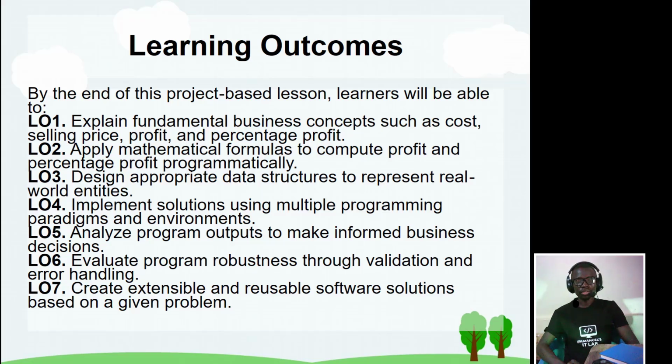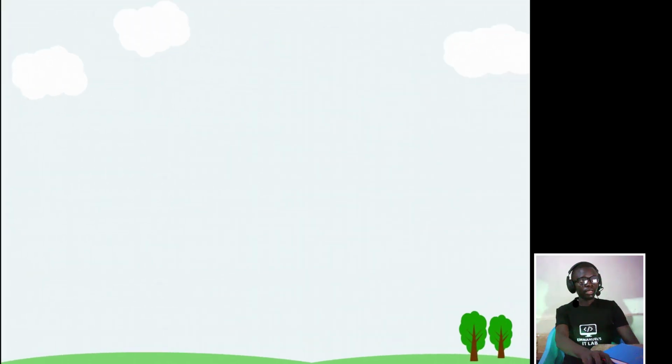One of the outputs we shall create will be a CSV file. You should also be able to evaluate program robustness through validation and error handling. You should also be able to create extensible and reusable software. Now, in the previous case, we have seen 3 products. Can you extend this application to handle more than 3 products?